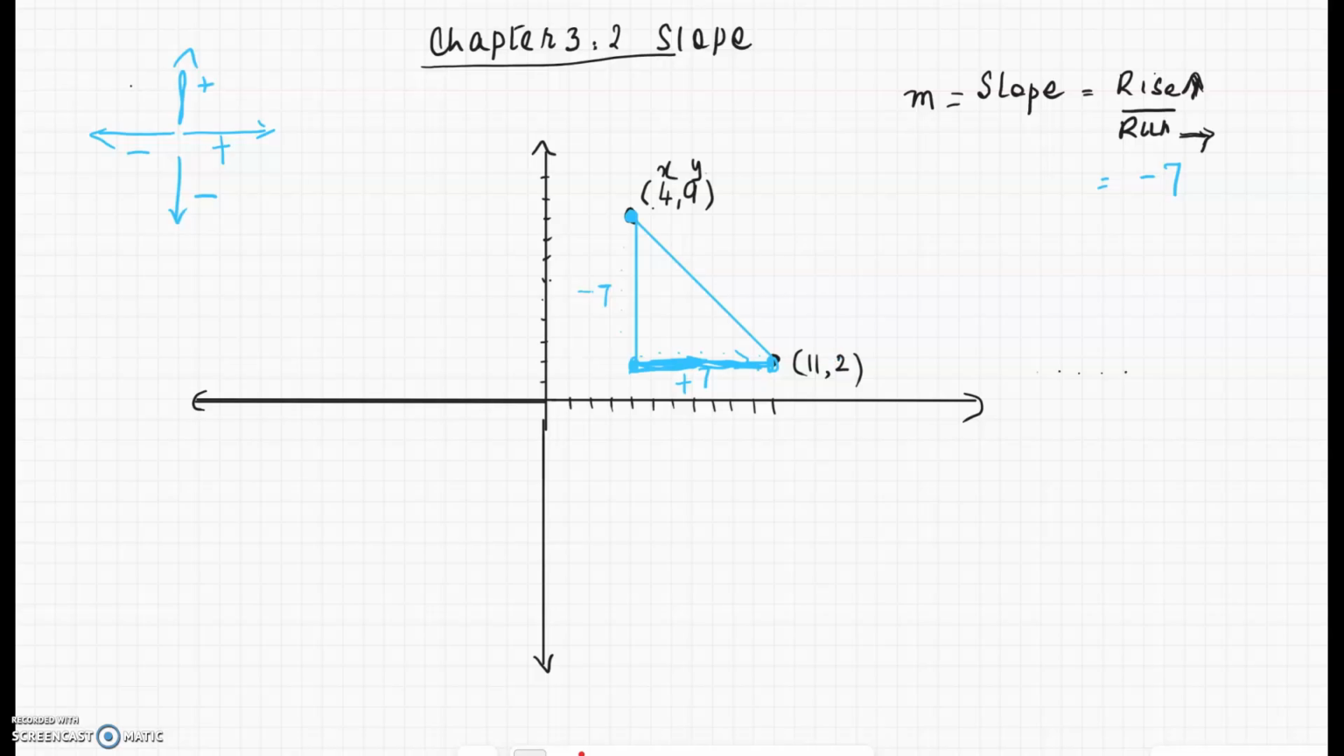negative 7, because it's really not a rise, it's a fall. That's why it's negative, because we're going down. And run is positive because we're going to the right. So negative 7 over positive 7 is negative 1. So that's the slope of the line joining the 2 points.